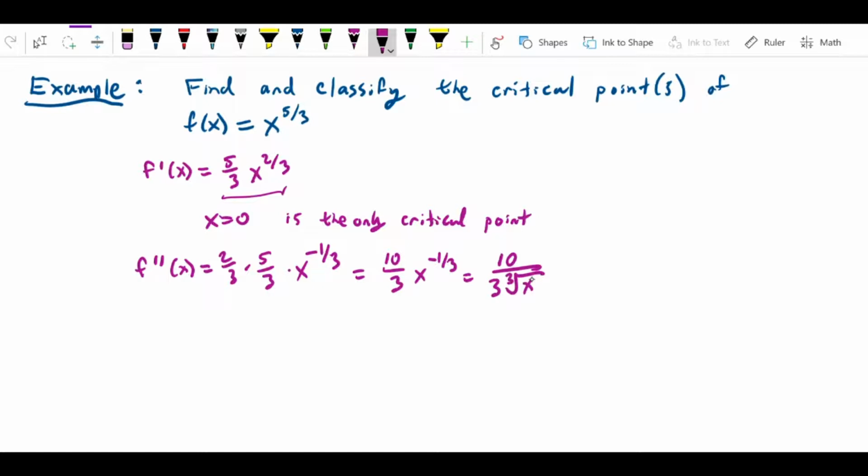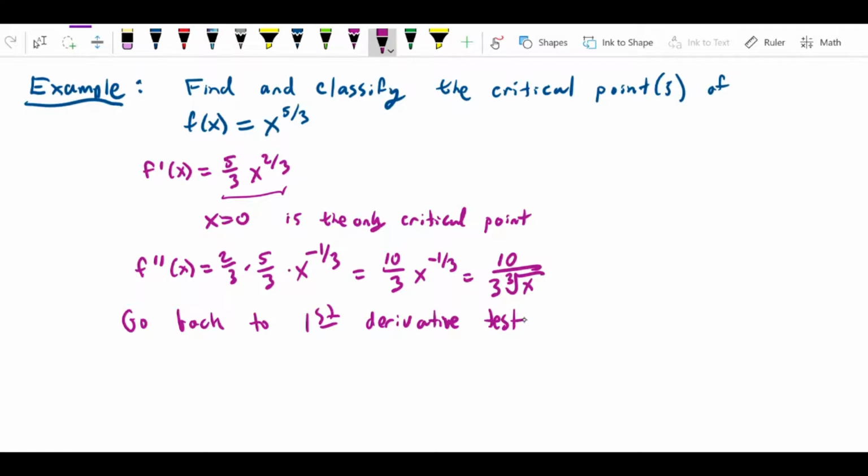So as we can see, we have x in the denominator. If I plug in 0, I'm just going to get division by 0, and we know that that's not allowed. So here we have a situation where we were actually able to find that 0 is a critical number by setting the derivative equal to 0, and yet we don't have a defined second derivative, so we can't apply the second derivative test. Therefore, we have to go back to the first derivative test. That's the only thing you can do.